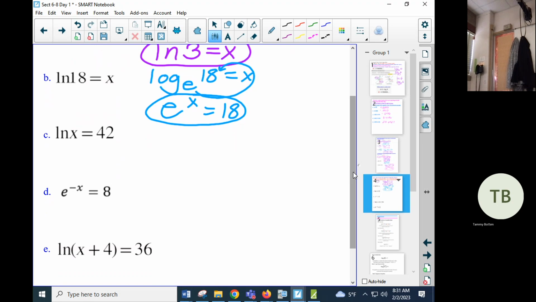So this next one is in natural log form. So I'm first going to put it as log base e and keep everything else the same. And then I have to put it in exponential form. So it would be e to the 42nd power equals x.